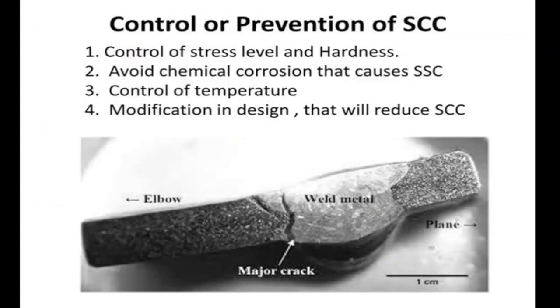How to control or prevent stress corrosion cracking, or SCC? To control it, we have to control the stress level and hardness, avoid chemical corrosion that causes SCC, control the temperature, and modify the design to reduce SCC, etc. So this is how SCC can be controlled.